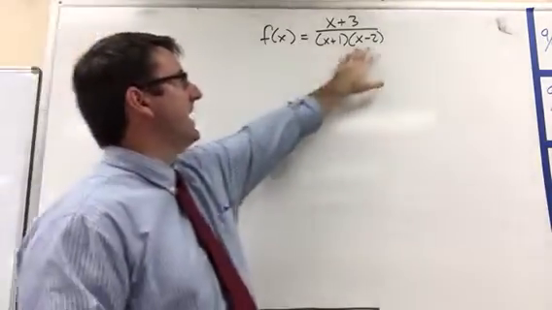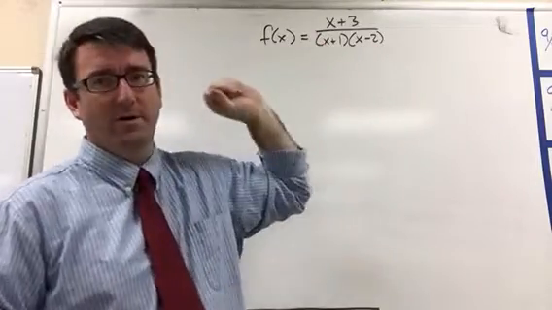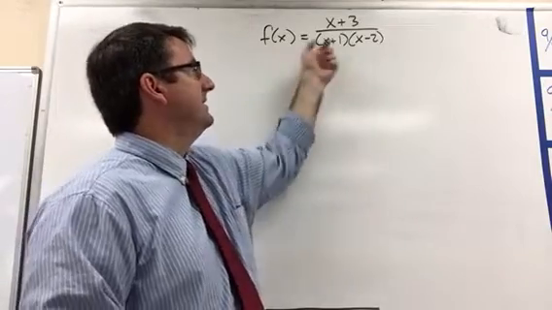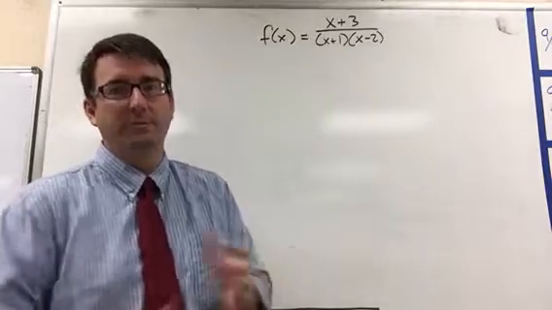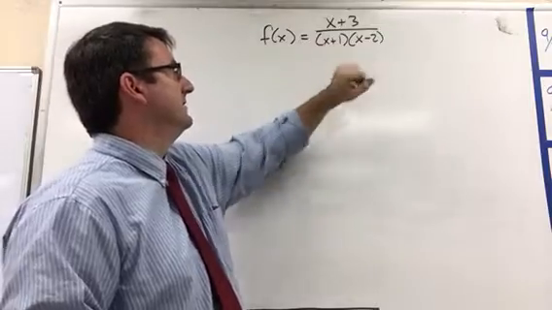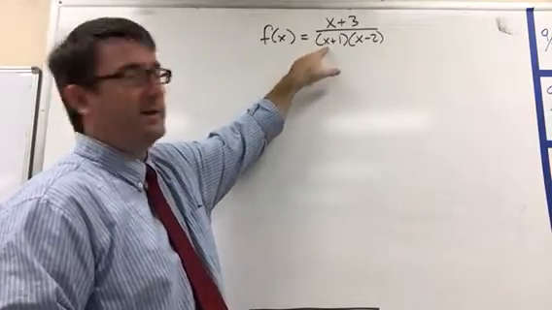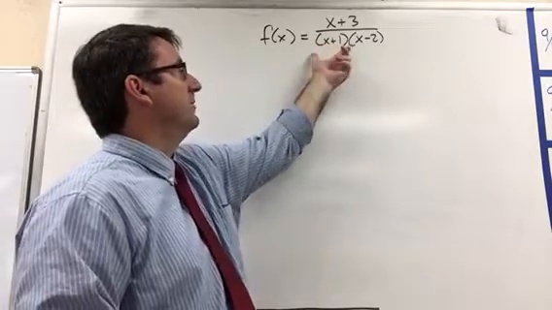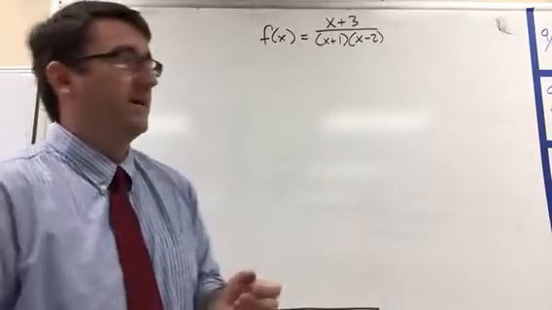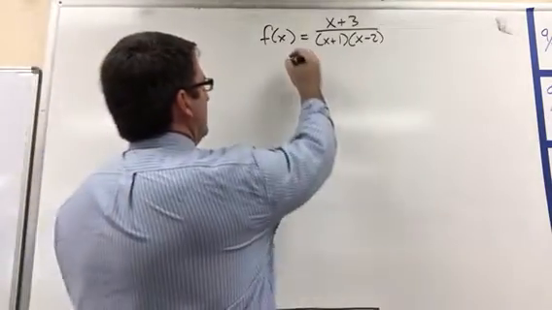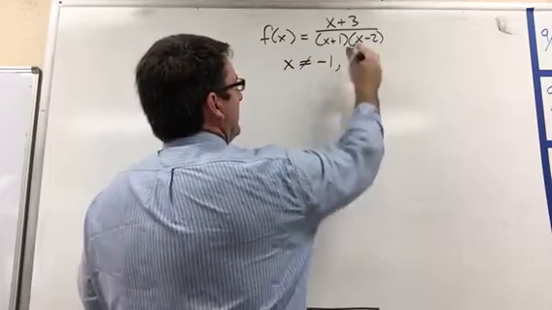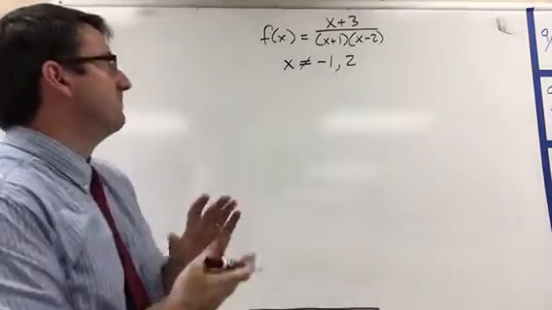And here, since this is a rational function, we know that we can't divide by 0. So any x that would make this denominator 0 is going to be excluded from our domain. And so there's two x's that are going to make this 0. If x is negative 1, then negative 1 plus 1 would be 0. The whole denominator would be 0, and so f of x would be undefined. So x can't equal negative 1, and it can't equal positive 2, because that would do the same thing.